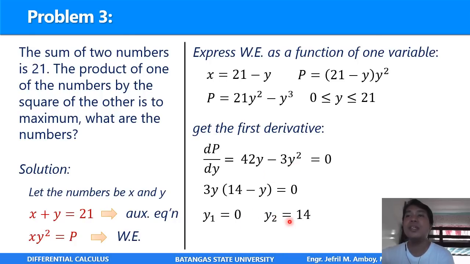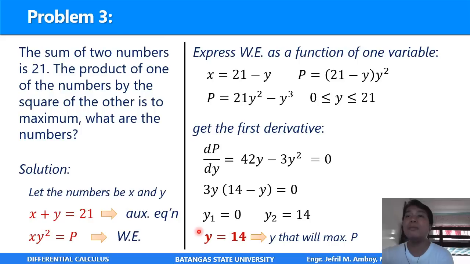Okay. So, which of these two will give us the maximum product? Of course, it's not 0. Kasi pag ang ginamit mong y ay 0, ay di yung product mo 0, hindi maximum yun. So, obviously, we will use the value y2, which is equal to 14. And that value of y is the value that will maximize the product that we want to maximize. Okay, but we do not want the product. We want the numbers.